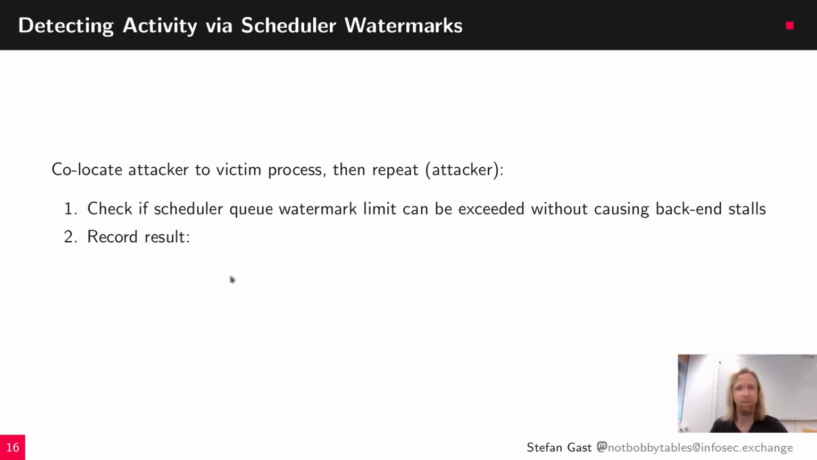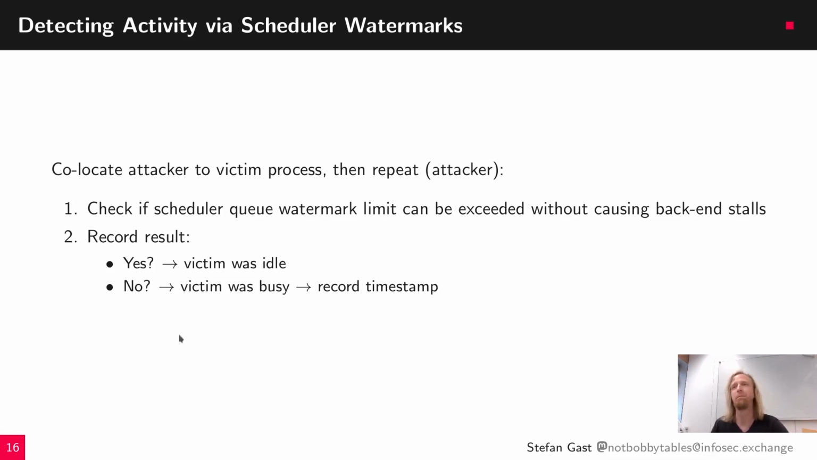We record the result of our test. So if we could exceed it, then there was no activity on the sibling thread, meaning that the victim was idle. Otherwise, the victim was busy, and we record a timestamp for that. That's basically all we do.